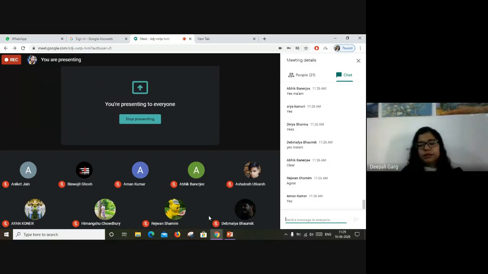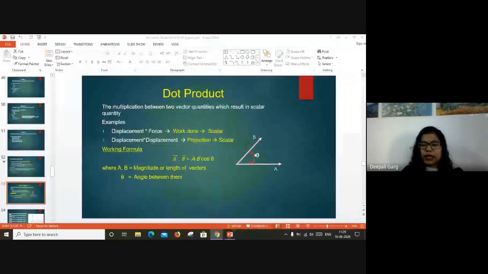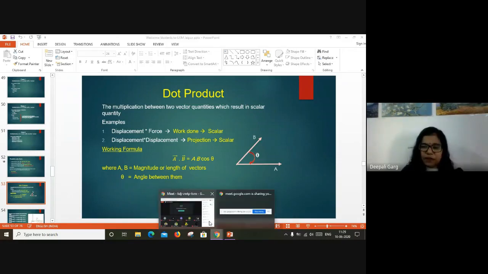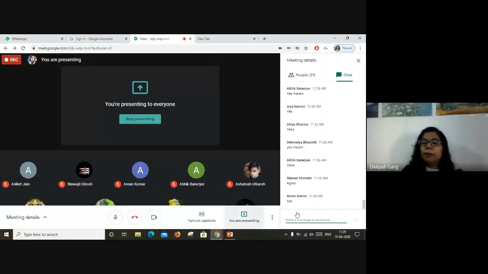Repeating again, if you are measuring this angle theta from A, or in another case from B, in both cases the dot product will be the same, because the dot product gives us a scalar quantity and scalar quantities have no effect of direction over them. So the reference for theta has no importance here.